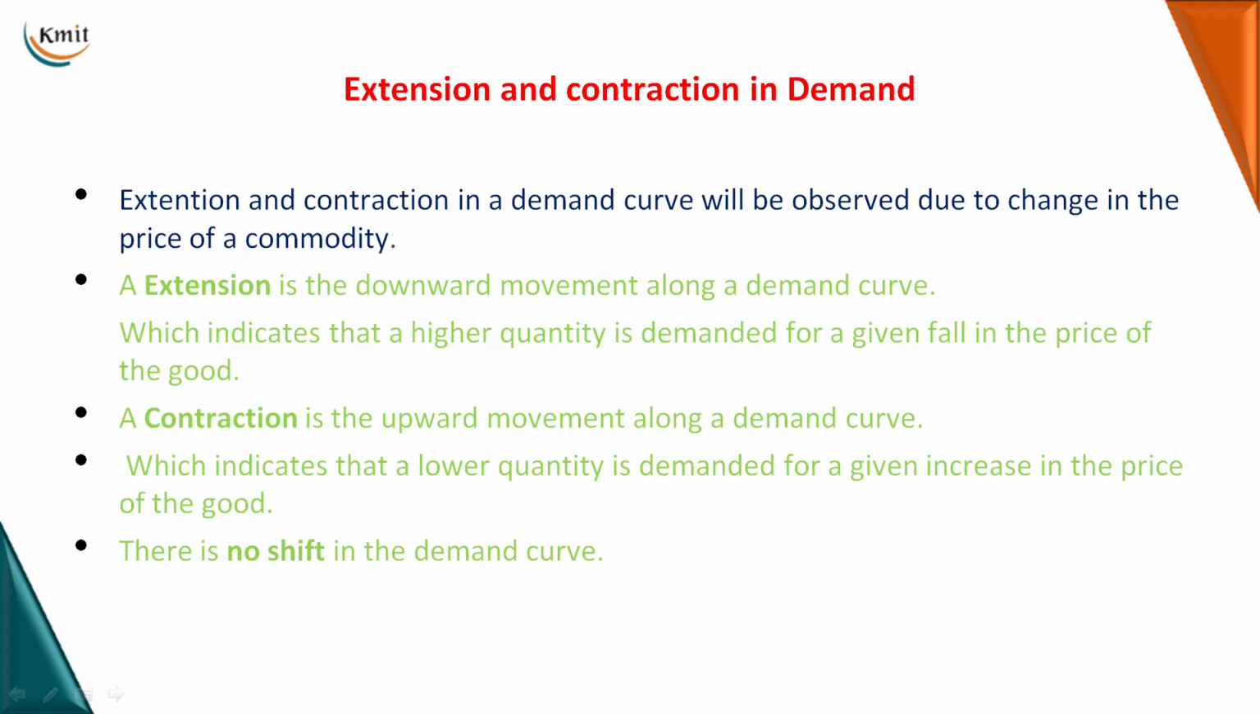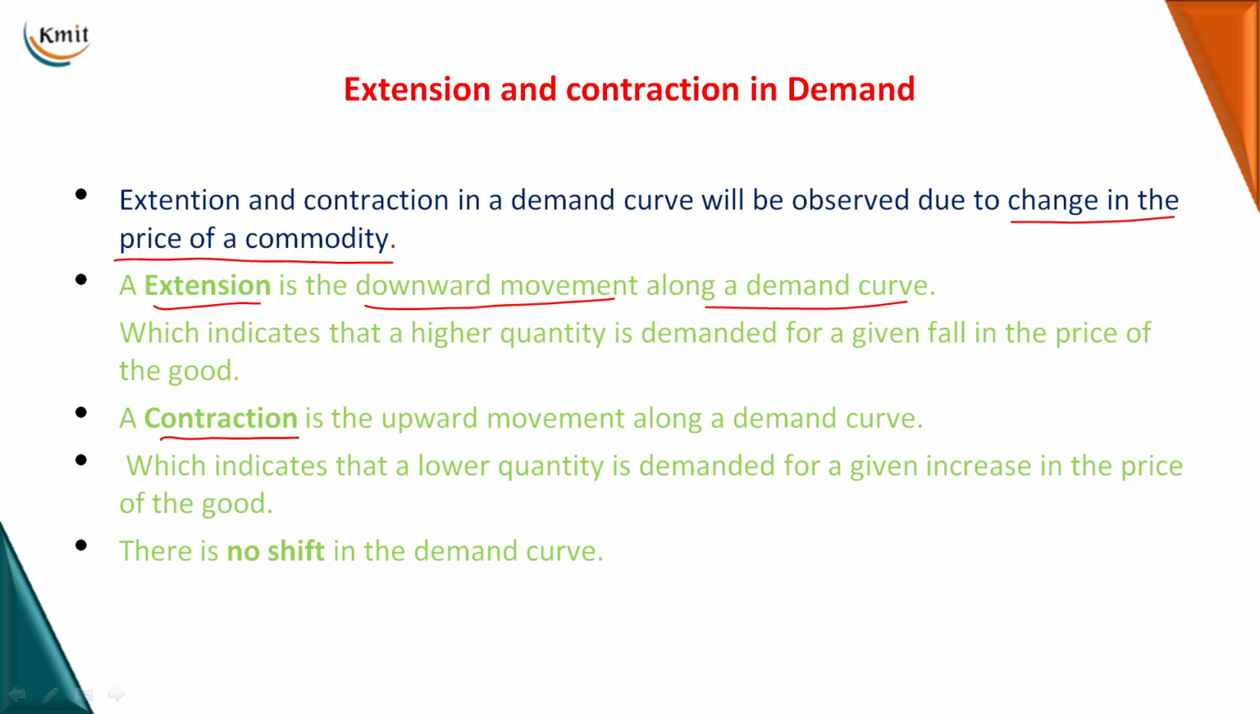Now the next situation is extension and contraction, or expansion and contraction in the demand curve. Extension and contraction in the demand curve will be observed due to change in the price of the commodity. Now what is changing here? The price of the commodity will be changing and other factors will be kept constant. So extension is a downward movement along the demand curve, which indicates that a higher quantity is demanded for a given fall in the price of the goods.